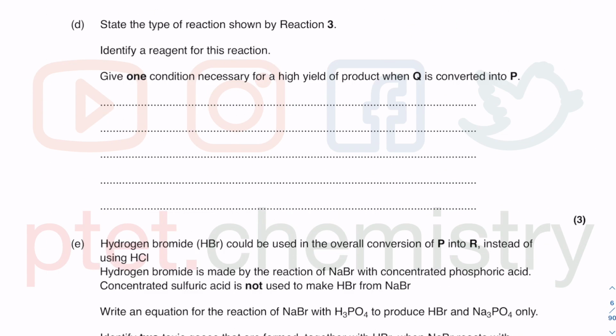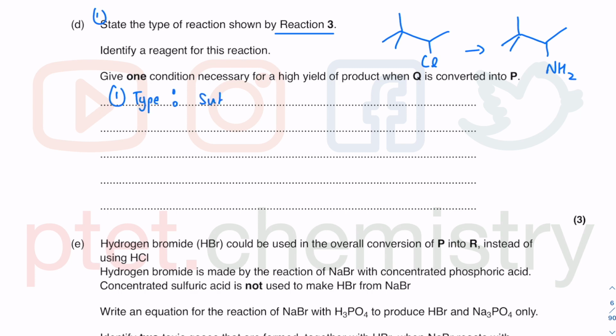What about the next part of the questions? Type of reaction shown by reaction 3. If you recall correctly, it was that going to the primary amine. So state the type of reaction. They don't want the mechanism, they want the type. So that is substitution. Identify the reagent. So answer each and every part.